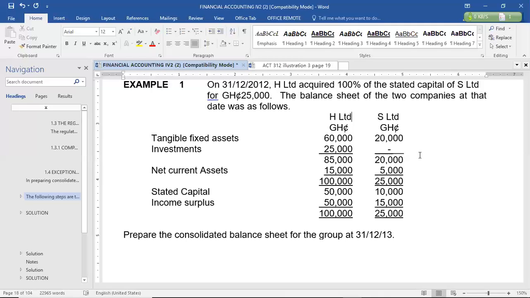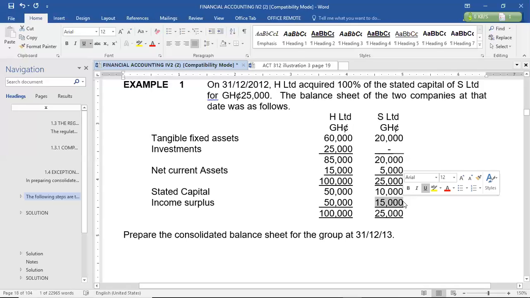Once we are in the position to know that H has acquired more than 50%, then H is controlling S straight away. Now, we are being told that H acquired 100%, meaning that everything you see on S's account, from this 20,000 to this 15,000, H has bought everything.